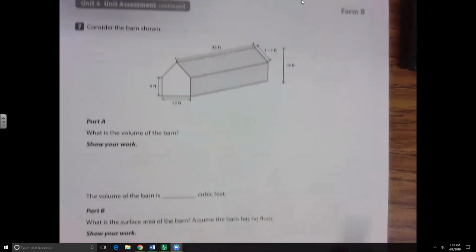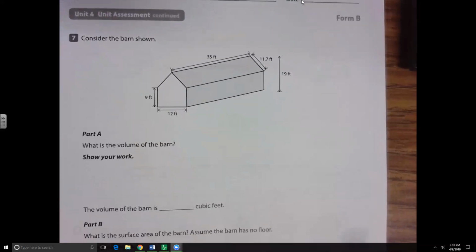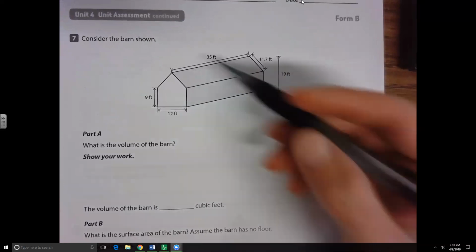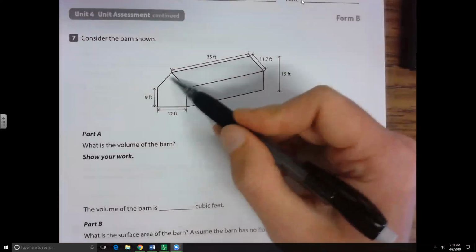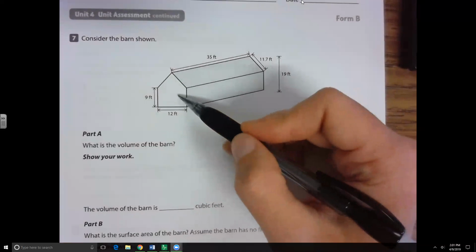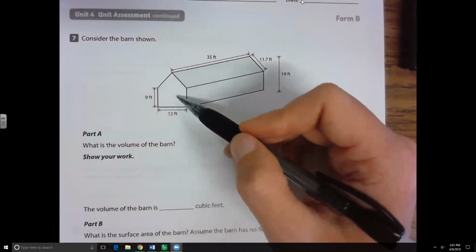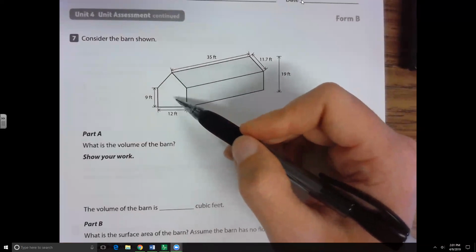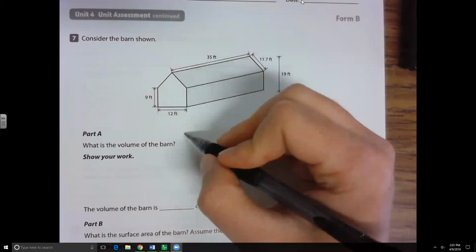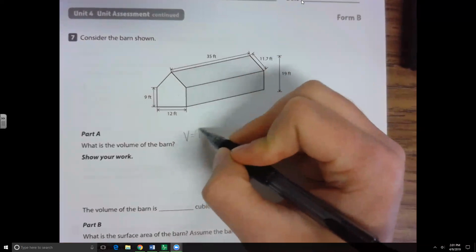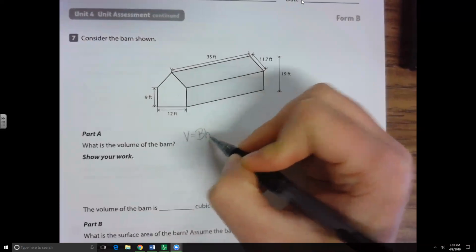Okay, if we look at number 7, the volume of the barn. We see that the base of the barn is a pentagon. Well, I can't find the area of a pentagon, and we have to have area for our volume formula because we have to find the area of the base times the height.